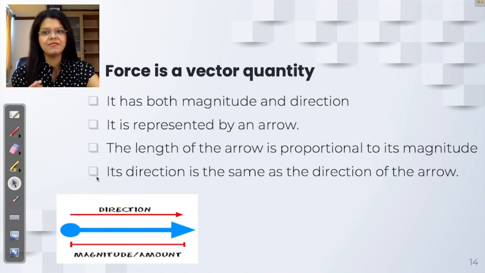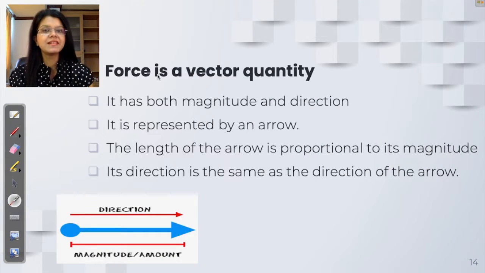What is force? Force is a vector quantity. What does it mean? It has a magnitude and a direction. If you want to talk about force, you have to not just tell its magnitude, you have to also tell its direction. This is what the first point is saying.